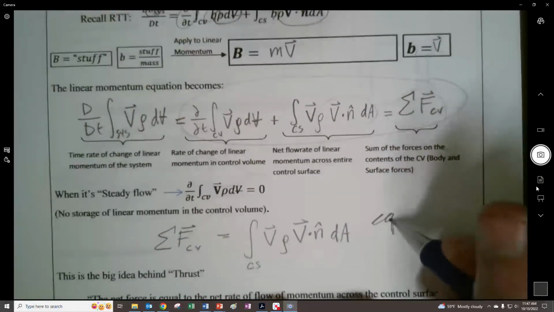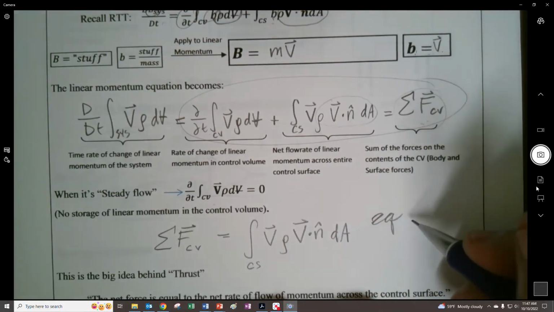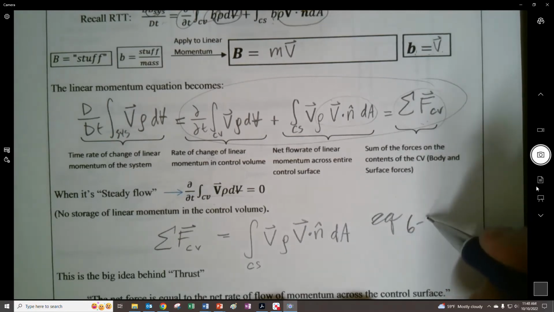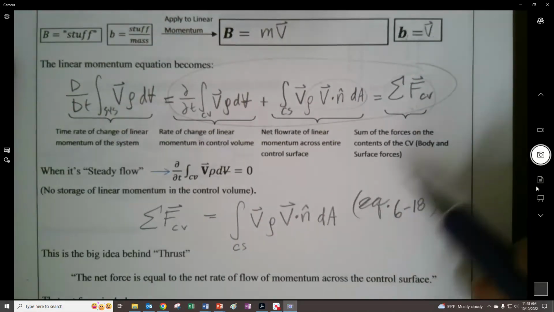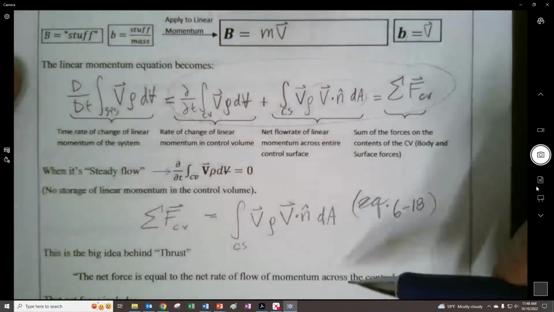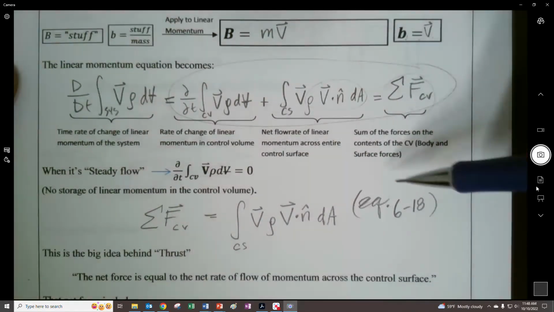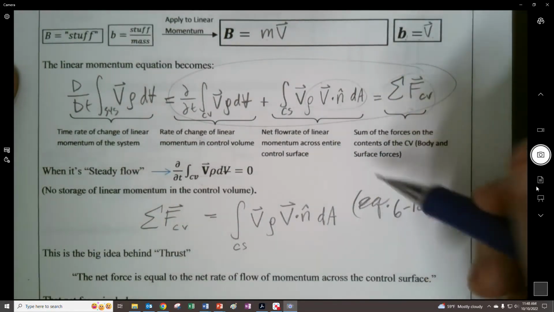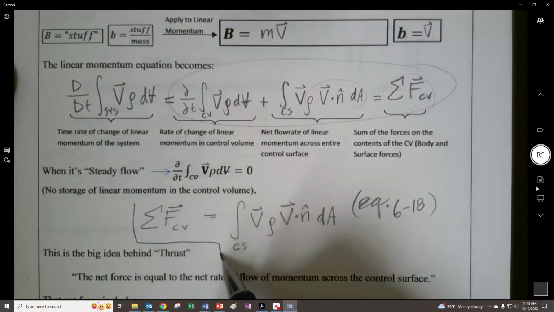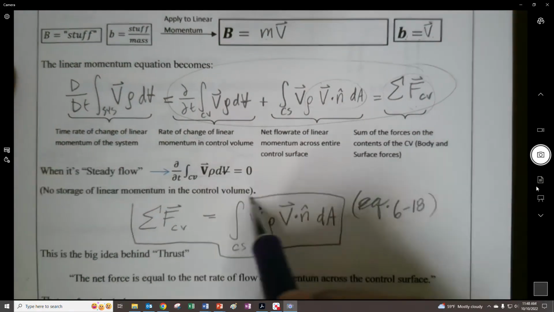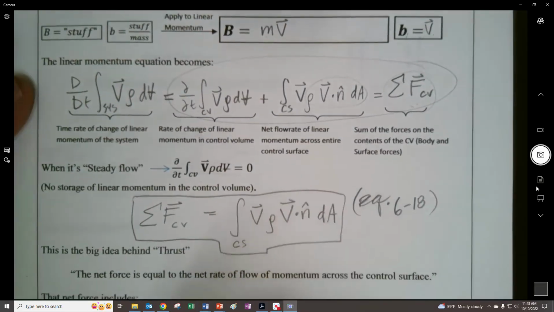And if you're paying attention and reading the book, which you should, it's a good book, Cengel's, it's equation 6-18 in your textbook. If you want to learn more about it, get some more derivation steps that I'm not including here, I'd encourage you to jump in there and read this section. But this is the thing we're going to get to.